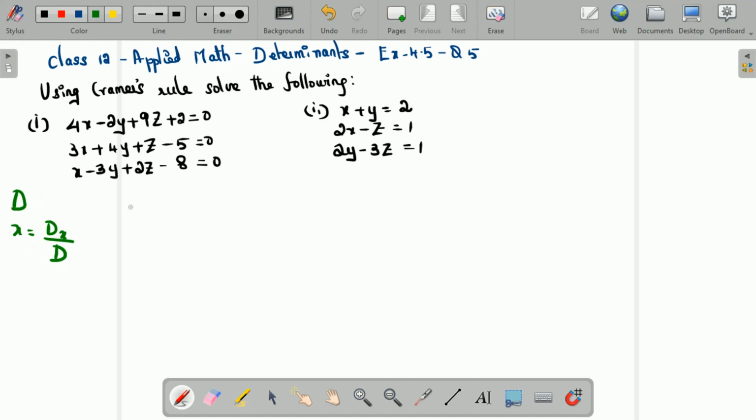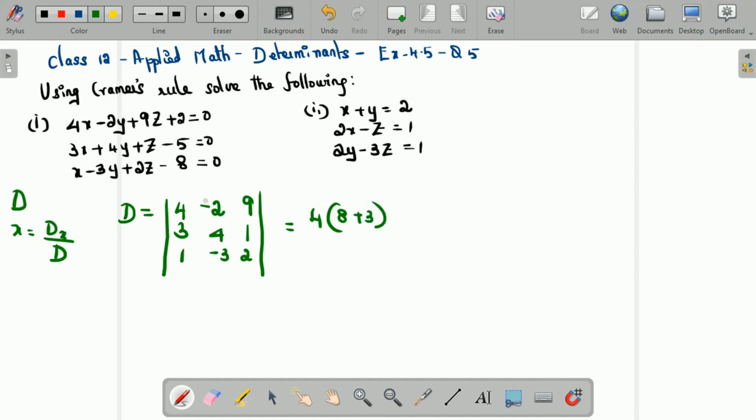So let's start with the calculation of d, which is the determinant of just writing the coefficients for these variables. So in this case, it's 4, minus 2 and 9, 3, 4 and 1, and here 1, minus 3 and 2. So let's evaluate this particular determinant. So it is 4 into, this is 8, minus of minus 3 is plus 3, minus of minus 2, so this is plus 2 into 6 minus 1 plus 9 into minus 9 minus 4.